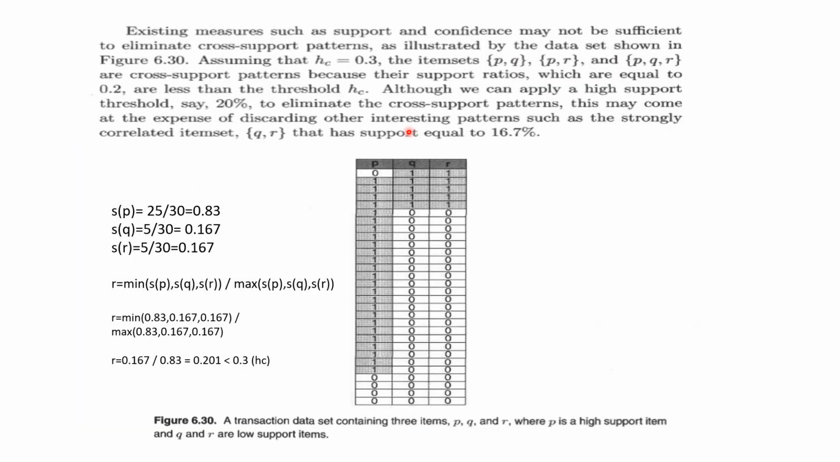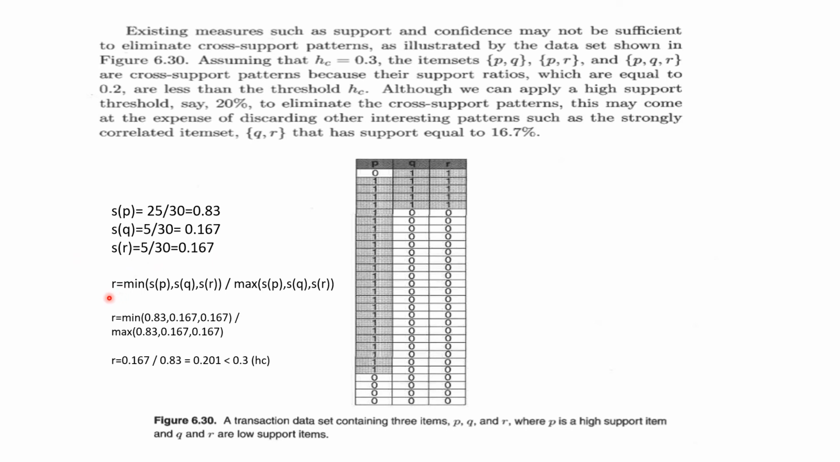So again, if you take another table PQR, now if I calculate the support of P, how many ones are there? If I calculate, 25 ones are there, total records are 30, 25 by 30, that is the support of P. Similarly, support of Q is 5 ones, 5 divided by total records 30. Similarly, support of R is 5 by 30. You will get 0.83, 0.167, 0.167 as the support of P, Q, R, correct?